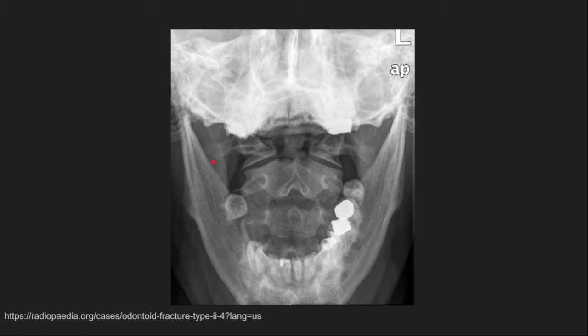Again, the body should be examined and cortical outlines traced. Here we see a fracture of the odontoid process. And again, don't forget to look at the surrounding structures.